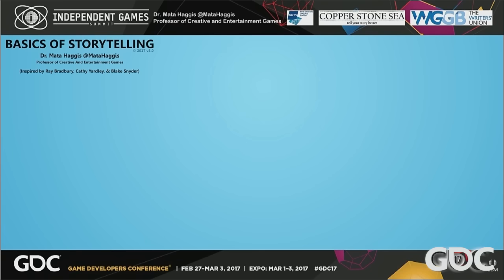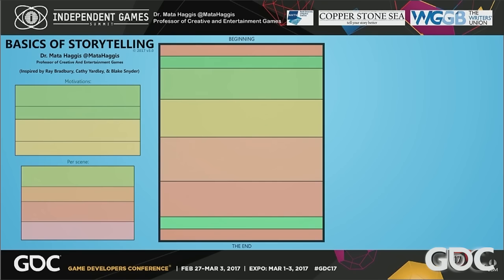So what we're going to do here is build a diagram which covers the basics of storytelling. We're going to have a little bit of stuff about motivations. We're going to have some stuff about scene structure. And a lot of it is going to be about a flow from beginning to end, mostly covering from 0 to 100%, with a little bit more and a little bit at the end.